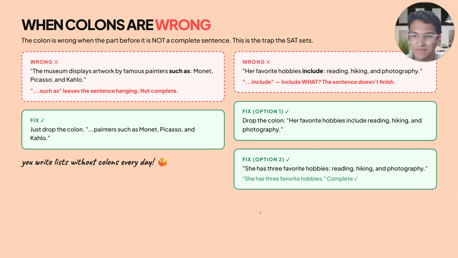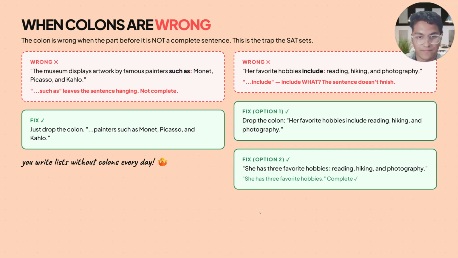The museum displays artwork by famous painters such as: Monet, Picasso, and Kahlo. Now, this sounds right when you're speaking it, but is wrong when you actually write it out, since the colon that comes after such as makes the first half incomplete. If you wanted to make the sentence correct, you need to just drop the colon.